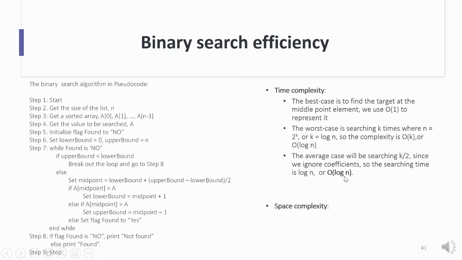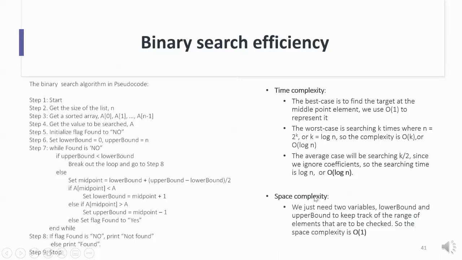About the space complexity, we just need two variables, lower bound and upper bound, to keep track of the range of elements that are to be checked. So space complexity is O(2), or O(1). For any constant, we use O(1) to represent.